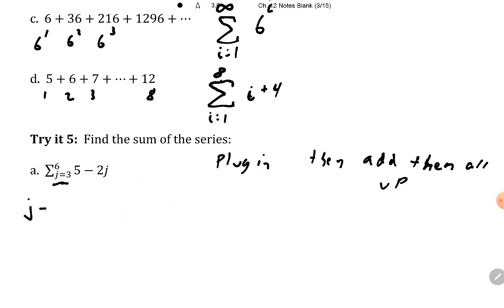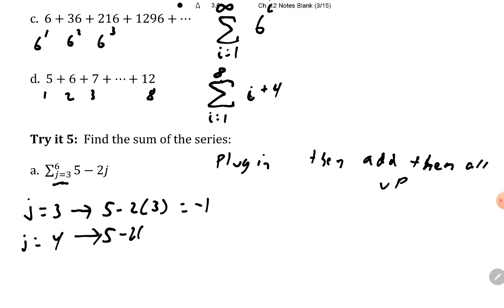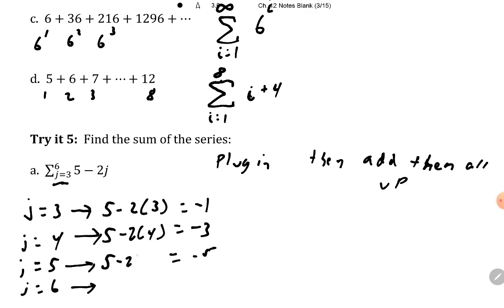So j equals 3. That gives me 5 minus 2 times 3, which is 5 minus 6, which is negative 1. j equals 4 is 5 minus 2 times 4. So 5 minus 8 is negative 3. If I plug in j equals 5, I'll get negative 5. Plug j equals 6, I'll get 2 times 6, which is 12. 5 minus 12 is negative 7.